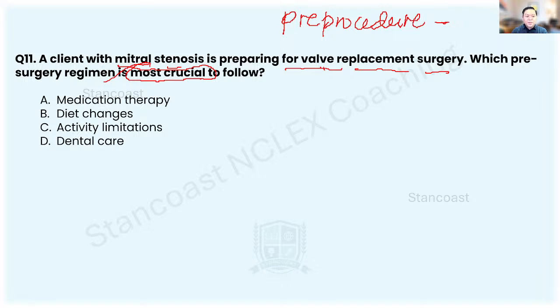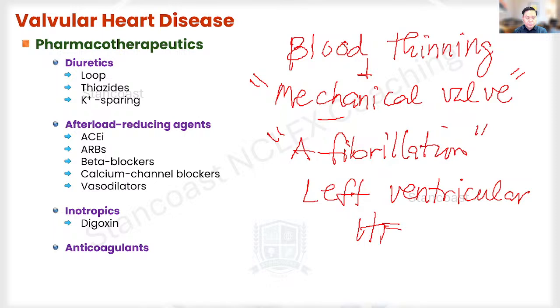Okay. The correct answer here is going to be letter A, medication therapy. Remember that there are so many medications that we have talked about earlier about the different therapies. Let me go back to that page. In general, guys, we have so many things to make sure that the patient is taking before the procedure is done. Think about the diuretics. The patient has that mitral valve issue. They're going to end up with left-sided heart failure. They're going to have fluid overload. So definitely they're going to need any of these diuretics.